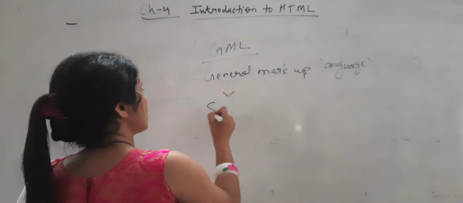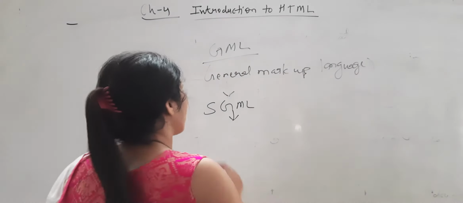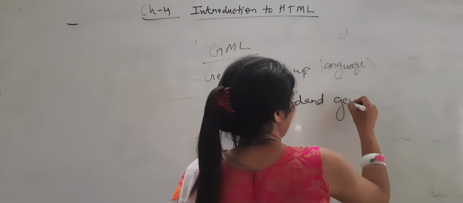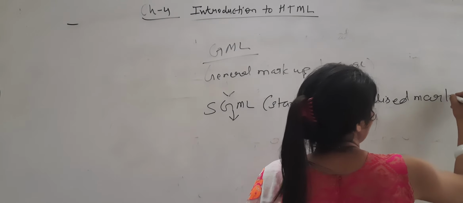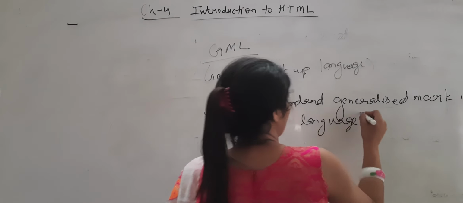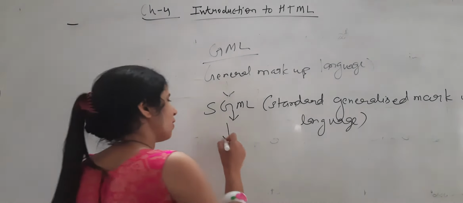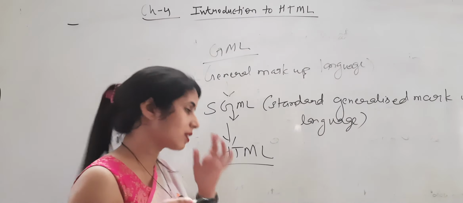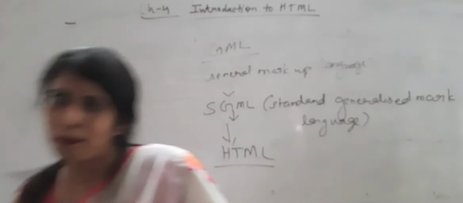Okay. Then after this a language came, SGML. Which language came? SGML. It is known as Standard Generalized Markup Language. The full form of SGML is Standard Generalized Markup Language. Okay, after this a language came, and that is known as HTML, hypertext markup language. Okay, and it is used to create web pages.